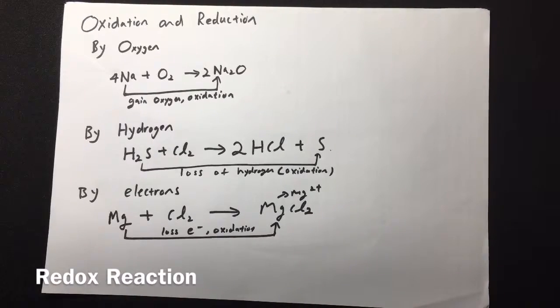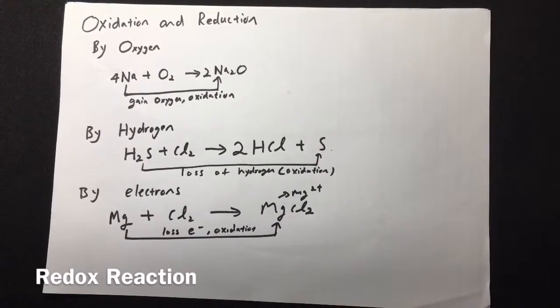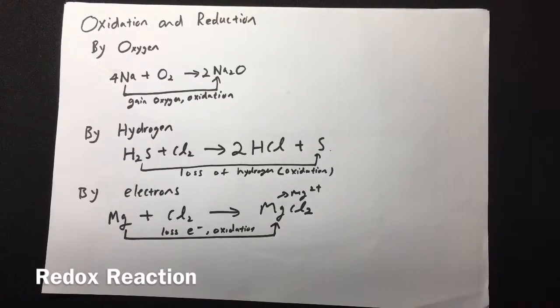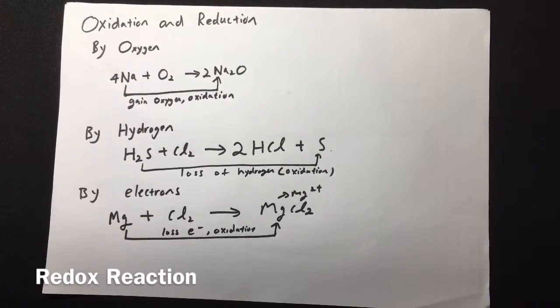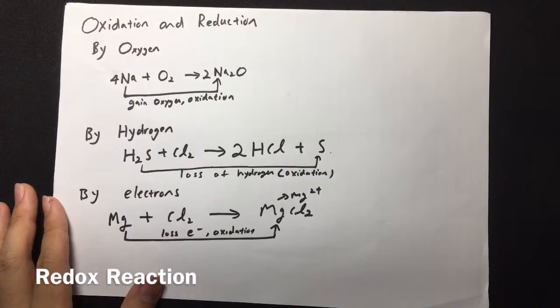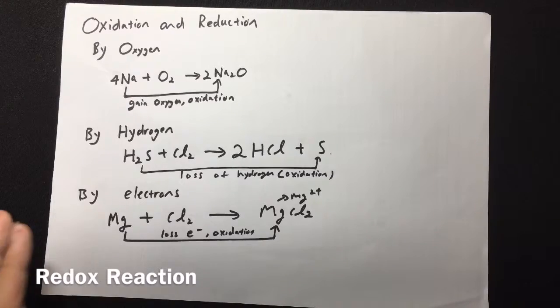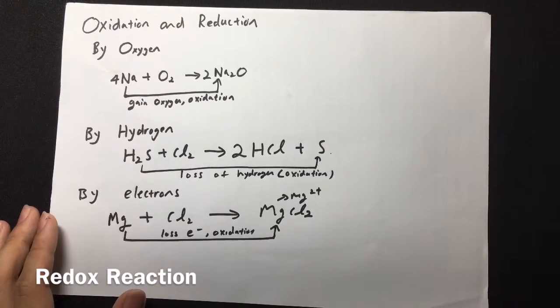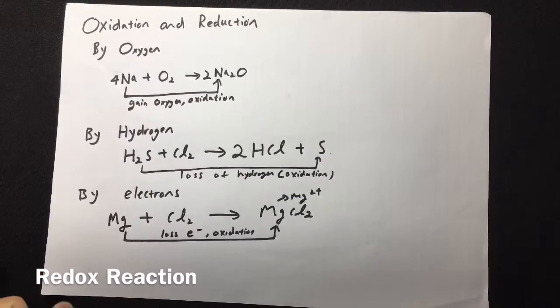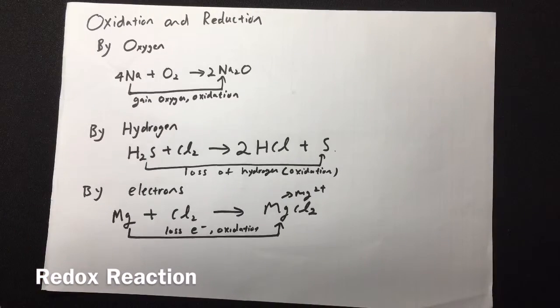So welcome back everyone. Today we will be doing a rather short chapter on oxidation and reduction, which is on redox reactions. Every single chemical reaction is either an oxidation reaction, a reduction reaction, or both, a redox reaction. So there are a few methods for you to find out whether a reactant in a chemical reaction is oxidized or reduced.